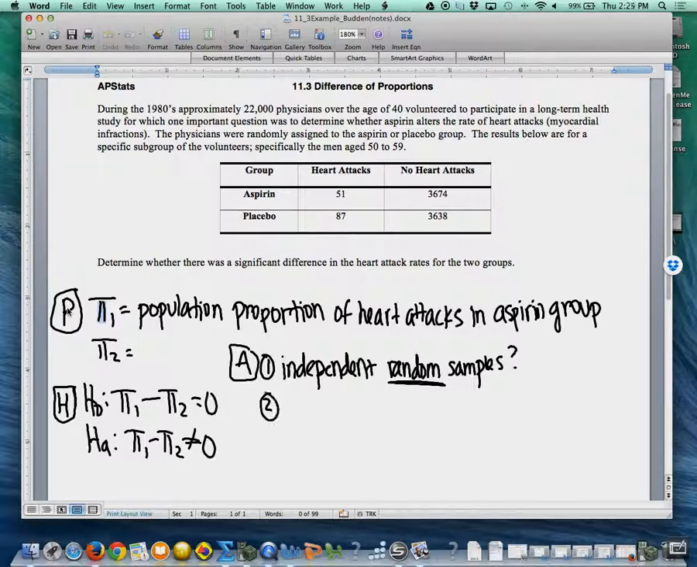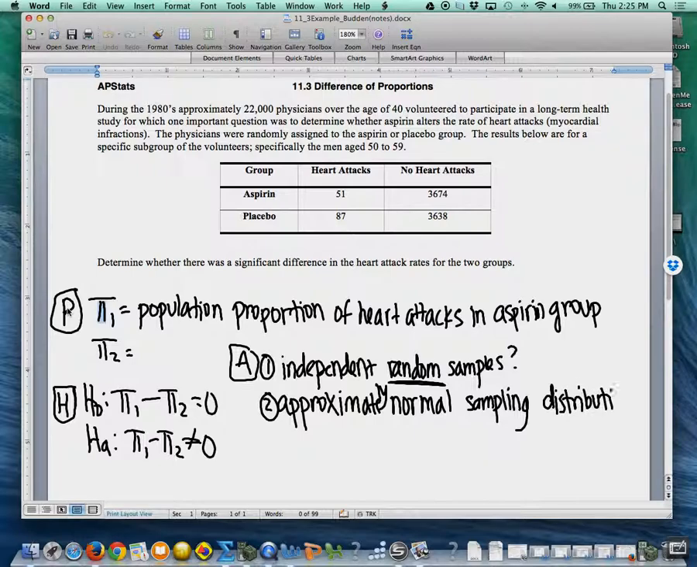What do you guys think the second assumption is? Approximately normal sampling distributions. Okay, we have two variables, pi 1 and pi 2, so we have to check for two sampling distributions, not 1.